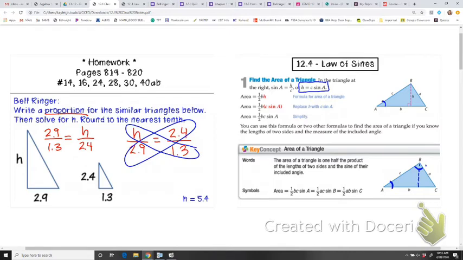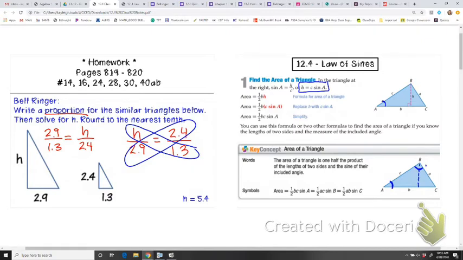So the area formula that we would use here is 1/2 times the sides b and c, so lowercase means sides, times the sine of angle A. So basically you can use this formula for an area of a triangle if you know the lengths of 2 sides and the measure of the angle that's included.